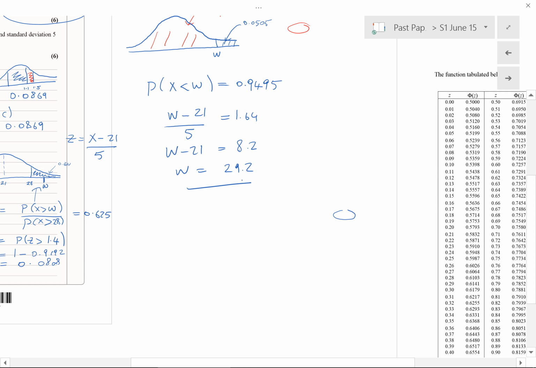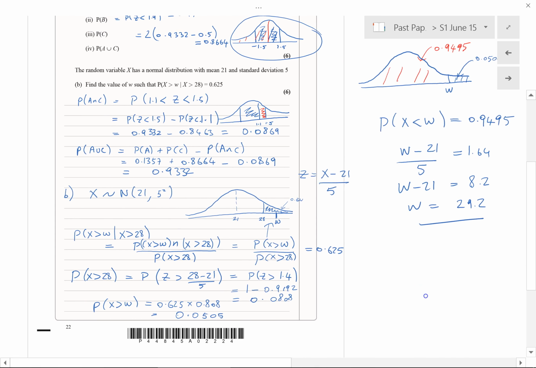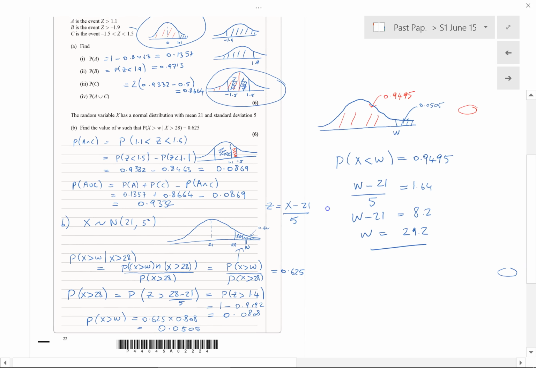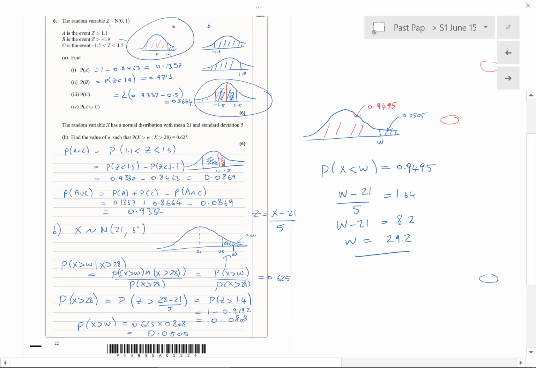Okay, that was not easy, folks. I wonder if Edexcel realised that was going to be hard, or maybe it's me. Maybe it's not as hard as it looks. It certainly looks hard, having done all that work, isn't it?